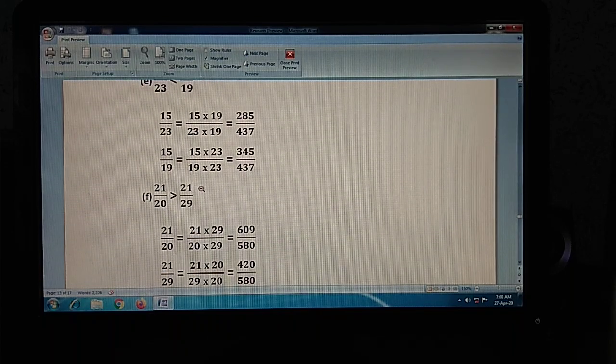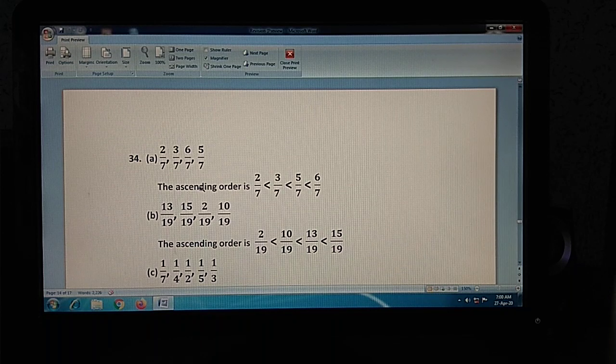Similarly, in this also, I have done this only. Now ascending order. Here in ascending order also, it is very simple. If the denominators are same, then no need to look at anything, just look at the numerators. So here 2 is smaller, then 3, then 5, then 6. So this is the ascending order.